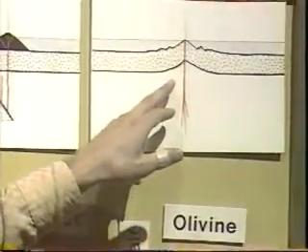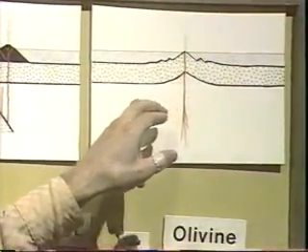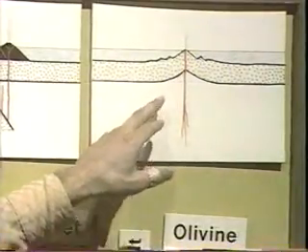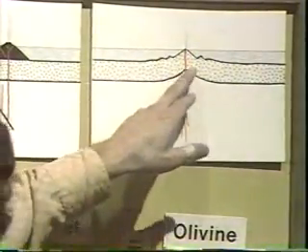The asthenosphere begins to melt. About 10% of it probably melts and forms the oceanic lithosphere.